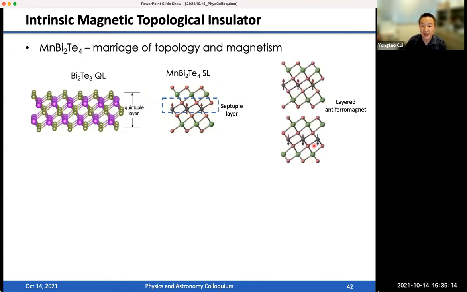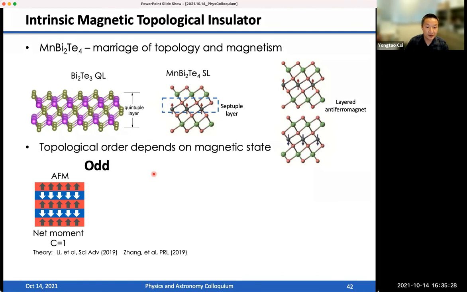And then when you stack these layers together, the magnetic moments are anti-aligned, so they form the so-called layered antiferromagnet. So they're aligned within the plane, but opposite in adjacent planes. Then theory predicts that the topological property of the system actually depends on the configuration of the magnetic states. For example, you have this layered antiferromagnet, so up, down. If the total number of layers is odd, then you're always going to have a net moment. And the theory predicts that this should be a topologically non-trivial case, described by a Chern number equal to 1.